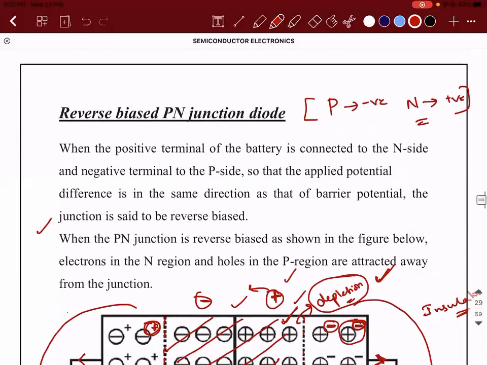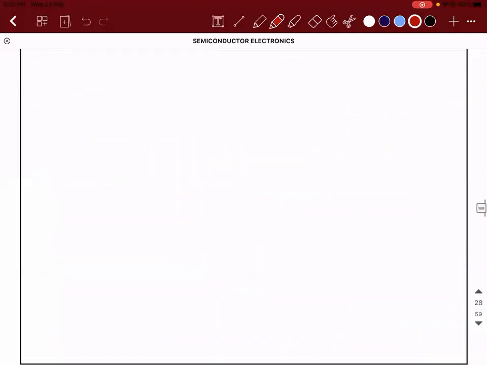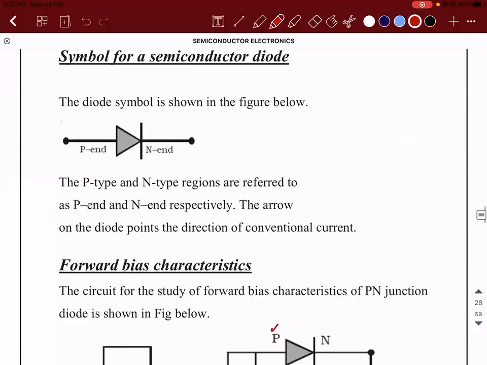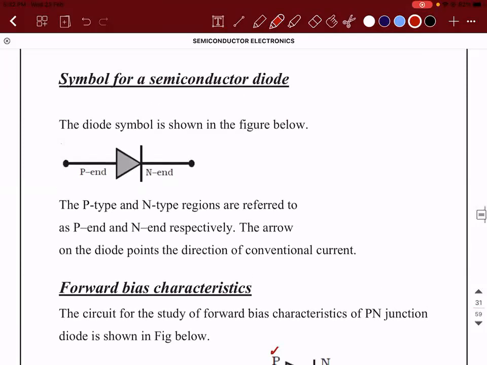Did you understand the difference between a forward bias PN junction and a reverse bias PN junction? Yes, sir. Right. Now I'm going to explain something more important, and with that you will get a little more clarity on what I spoke about. Generally, the symbol for a semiconductor diode is a triangle with a line and two ends. This end is the P type and this end is the N type.